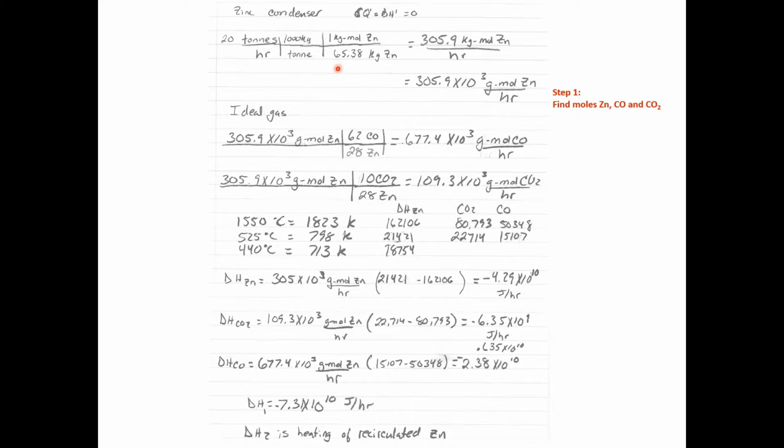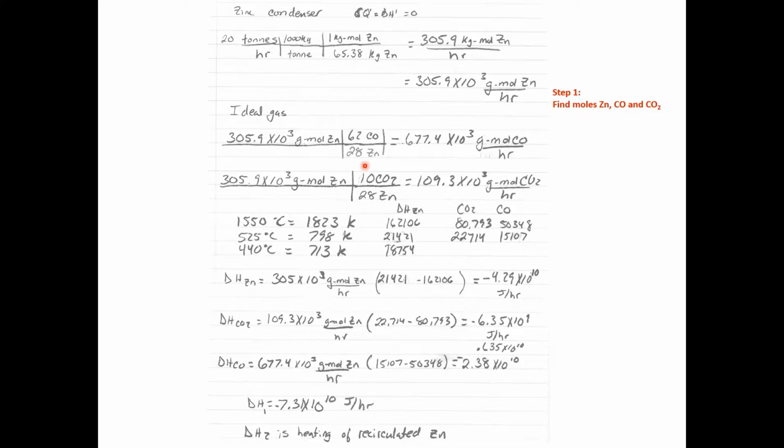The atomic mass of zinc is 65.38 kilograms in 1 kilogram mole of zinc. I got 305.9 kilogram moles of zinc per hour. Again, for these processes, we're working in the gram mole, so I multiply it by 1,000, so 305.9 times 10 to the 3 gram moles of zinc per hour.